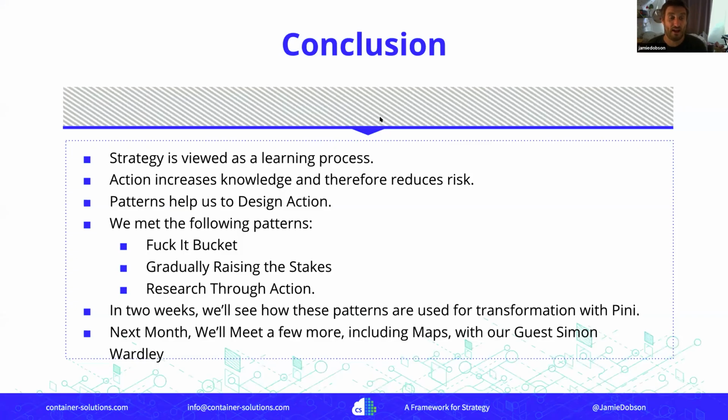Okay, this is a little bit wordy, this slide, forgive me. In conclusion, we see strategy as a learning process. Now, it's action that increases knowledge and therefore reduces risk. Jeff Bezos, I think, is a bit of a madman, but you can't deny he knows what he's doing around strategy. Amazon talk about having a bias for action. Now, what they mean by that is action increases knowledge.